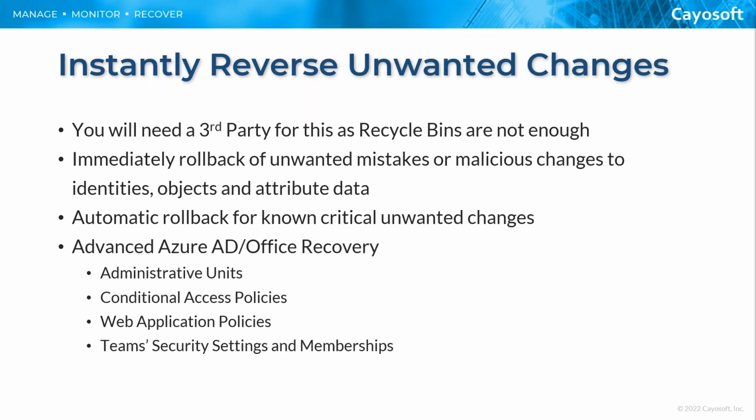But it doesn't just apply to Active Directory on-premise. There are also things you want to really, really monitor and likely have automatic rollback for changes to things like admin units on the Azure side, your conditional access policy, your web application policies, your team security settings. All those are things that you really want to keep an eye on. There's lots to do in a hybrid environment, so keeping an eye on those is pretty important. And some of those you can pretty much make the decision to decline or automatically roll back changes that happen.